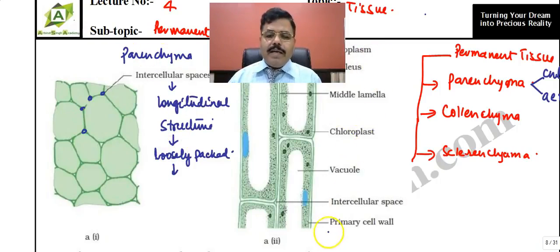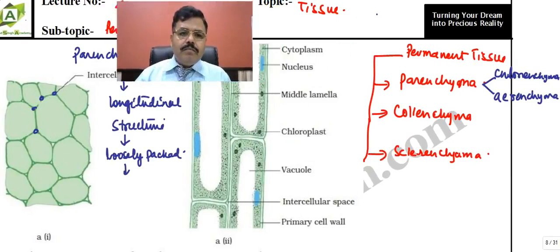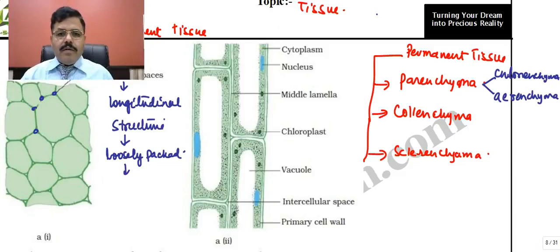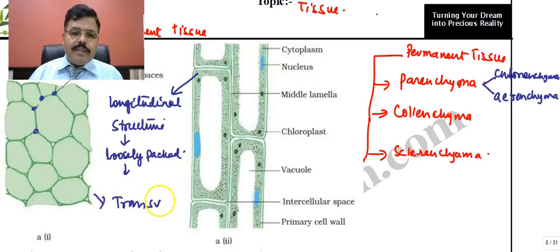ये जो दूसरा पार्ट है, ये parenchyma का transverse structure है. Sorry, this is the longitudinal structure, this one, and this one is a transverse structure, transverse section, you can say. Longitudinal section and transverse section. So this is a longitudinal, vertical, you know, and this is a transverse.